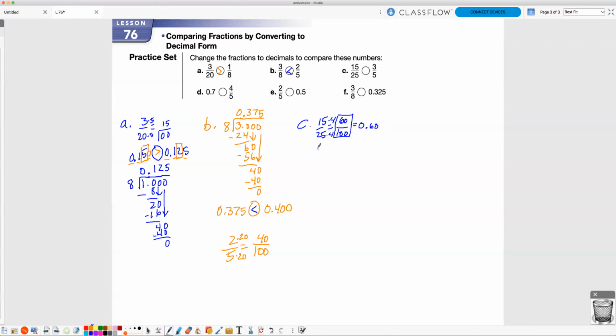And then 3/5, let me do the same thing to that. I know that it's going to be compatible with 100, so times 20. This would be times 20, so that would be 60 in this case. So that means 3/5 is the same as 60 hundredths. So if I was to compare these, I can see that this is equal. 15 25ths is the same as 3/5 because 60 hundredths and 60 hundredths are equal to each other. So that is my final answer.